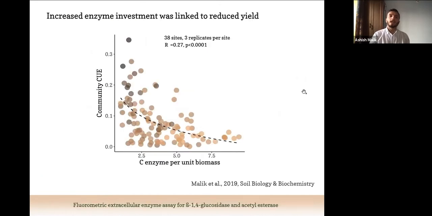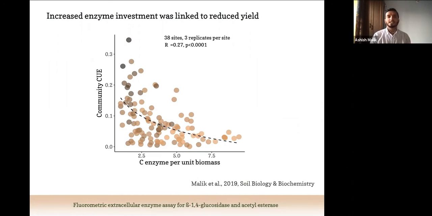We then also looked at various extracellular enzymes. We measured their activity using extracellular enzyme assays, which are mostly based on the fluorometric measurement of substrate breakdown. And what we did then was measure the carbon enzyme activity per unit biomass, and then we tried to correlate it with growth yield, measured here as community carbon use efficiency. And we found a nice correlation here with increasing enzyme investment.